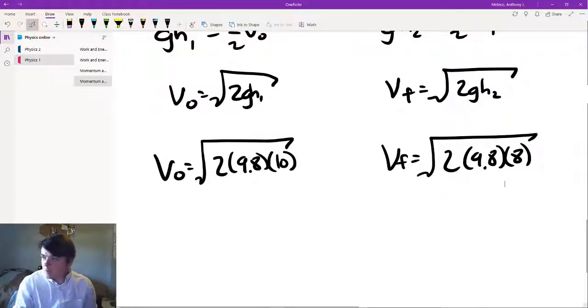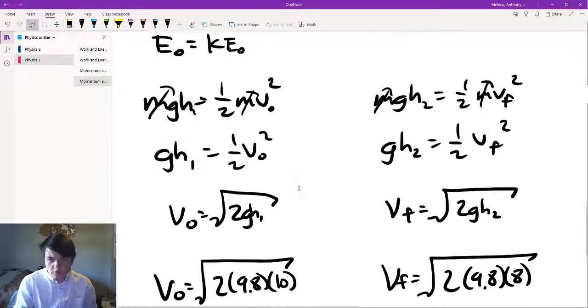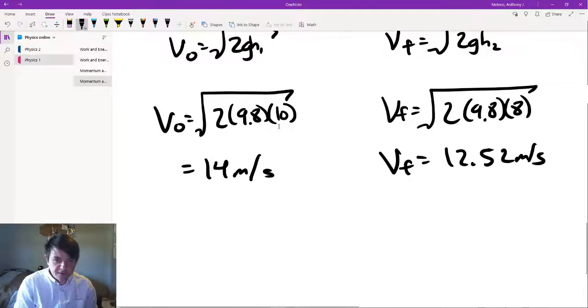Okay, so the numbers on that are this: the initial velocity is equal to 14 meters per second, and the final velocity is 12.52. Okay, so now we have our initial and final energy.